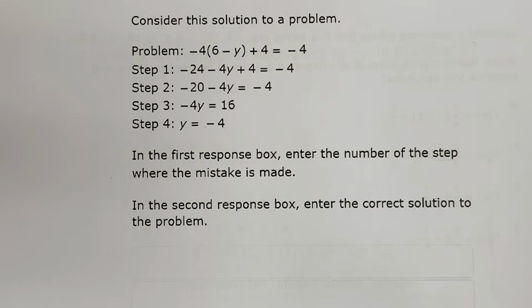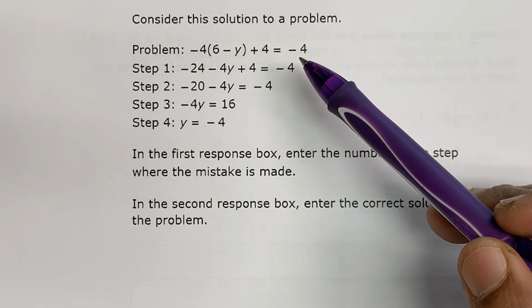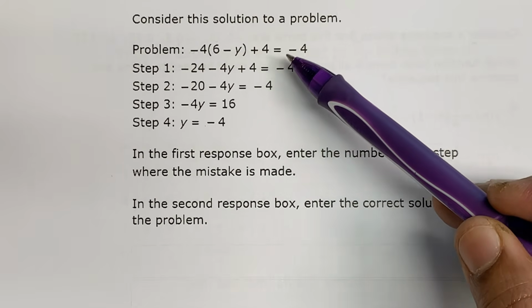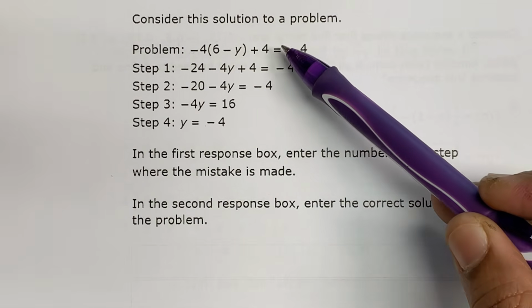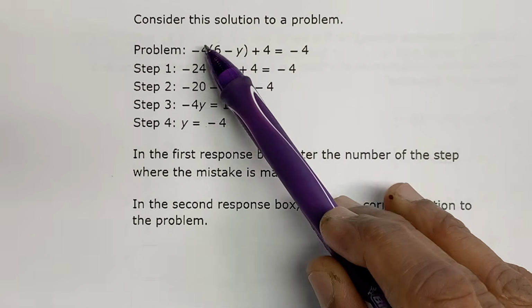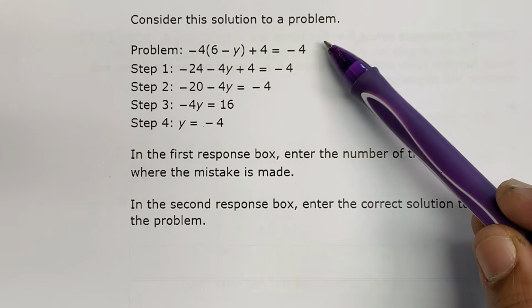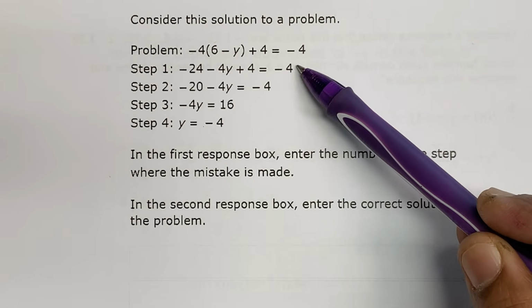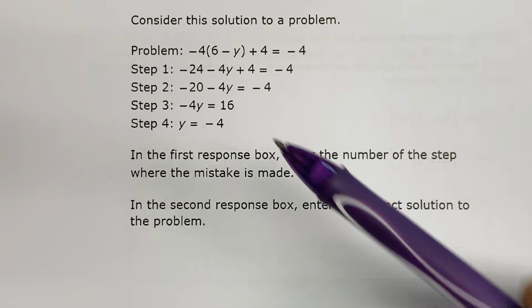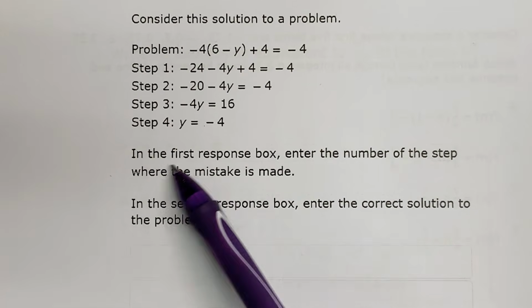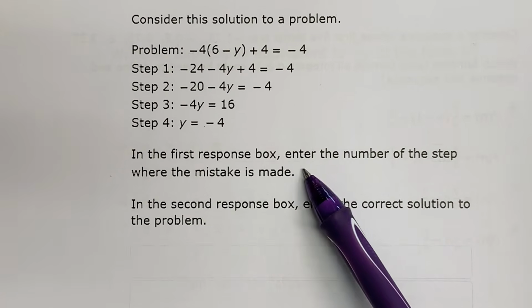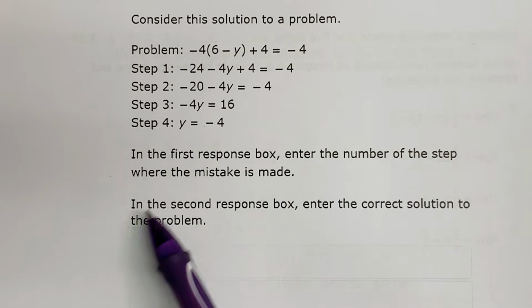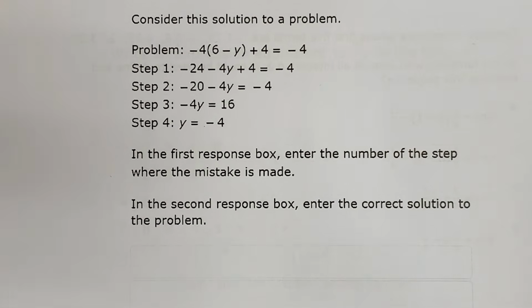Hi guys, this is Mr. Halankar, and we're looking at the Smarter Balanced practice question. Let's read the question. It says, consider the solution to a problem. And here is a problem, and there are 4 steps that follow. The question says, in the first response box, enter the number of the step where the mistake is made. Okay, so let's do that.